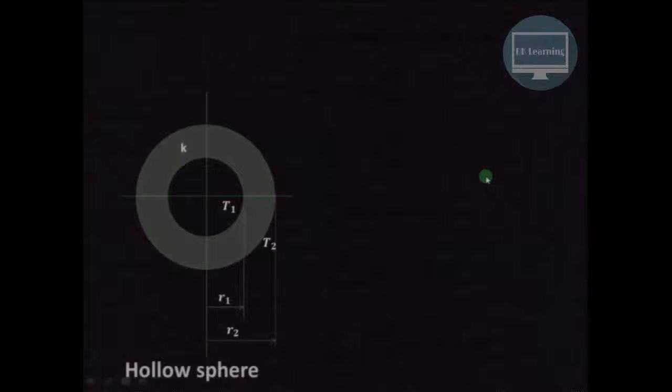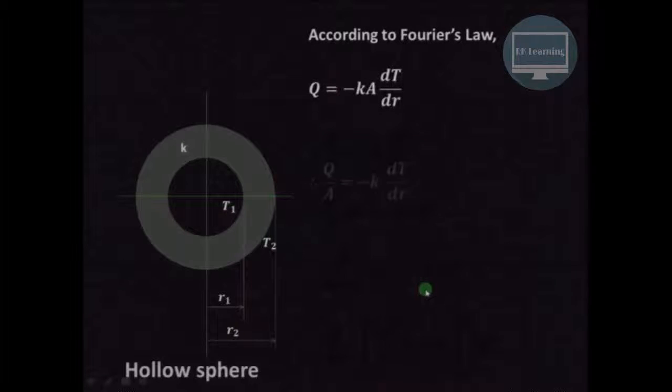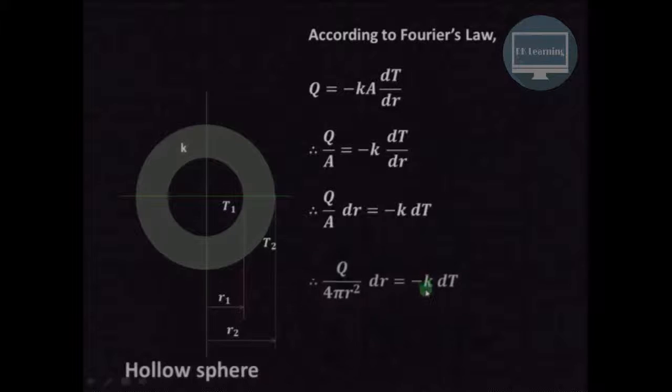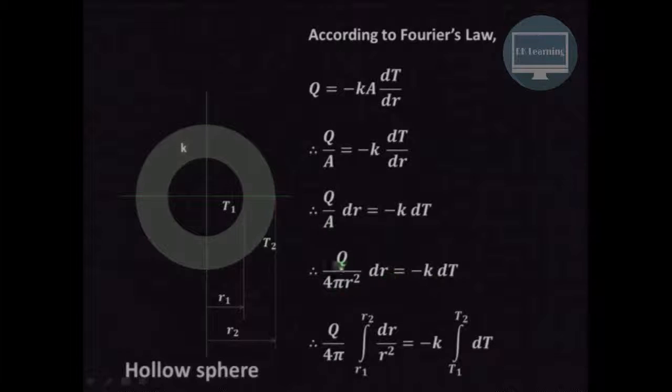Now the same concept is applied in case of the hollow sphere also. Here also the boundary conditions are the same. At r equal to R1, temperature is T1, and at r equal to R2, temperature is T2. So applying Fourier's law over here. Now in this case, the surface area of the sphere is 4 pi r square. So it's Q upon 4 pi, dr upon r square, equal to minus K, and the limits are from T1 to T2.